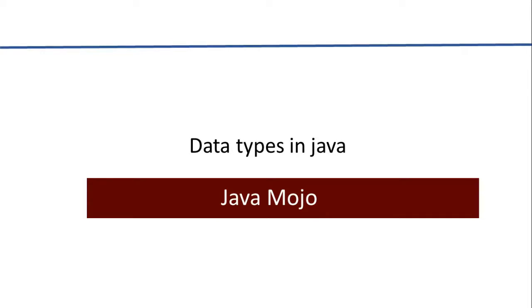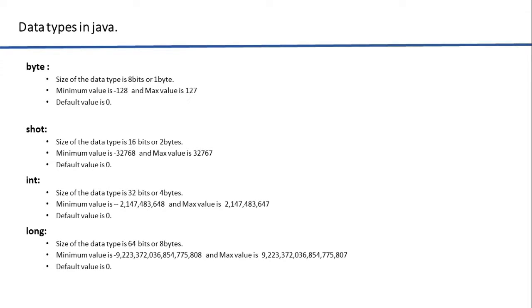Let's start our discussion with integer data types. We have 4 different data types just to represent integer numbers in Java. The first one is byte. The size of byte is 1 byte and the minimum value that we can store inside this data type is -128 and the maximum value is 127. The default value for all these integer data types is 0.